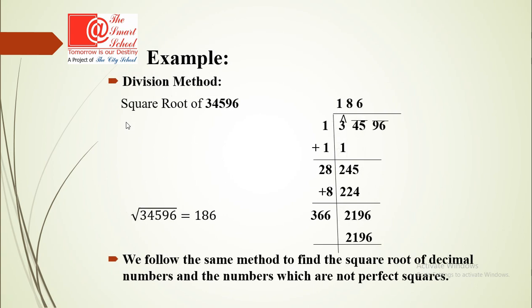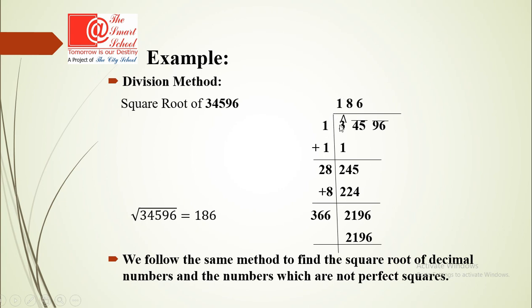Now the second method, which is the division method. The square root of 34,596 we have to find. The first step is to make pairs, starting from the right side. So 96 is a pair, 45 is a pair, then 3 is alone, which we will write under this sign. Now we will divide 3 by a number. We have to write the same number here.